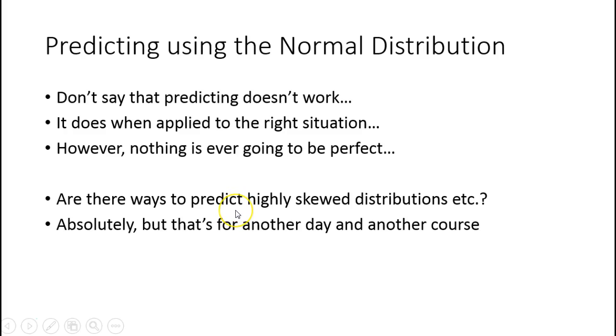But don't say that predicting using the normal distribution doesn't work. It does when applied to the right situation. However, nothing is ever going to be perfect. Are there ways to predict highly skewed distributions like we've seen in these couple of cases? Absolutely, there are ways to predict those, but that's for another day and for another course. I just thought these were some questions that you might have, and my explanations might help you in understanding those.